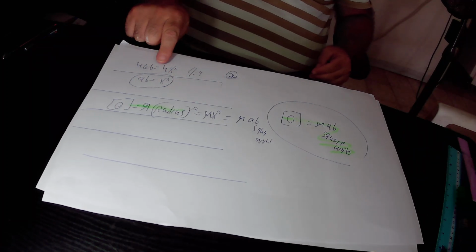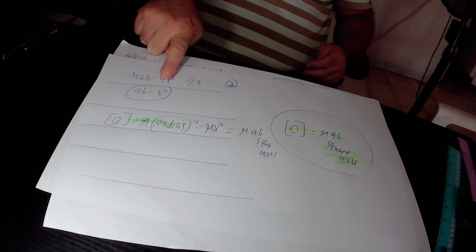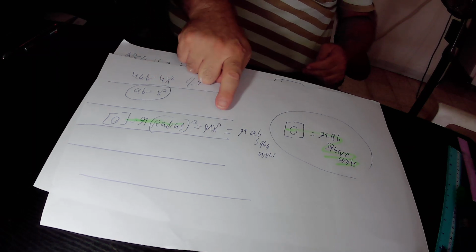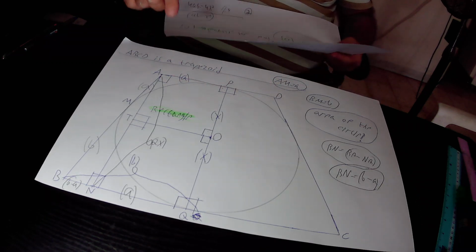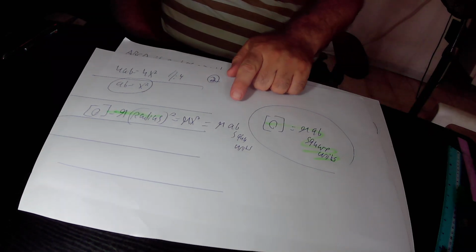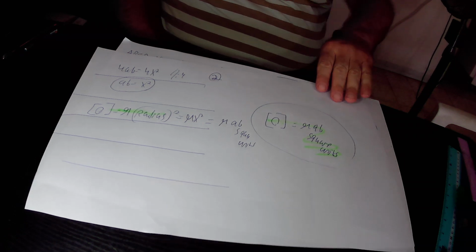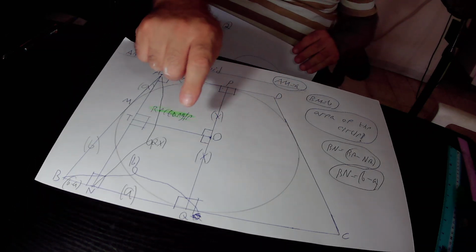But x squared is AB. According to this equation, x squared is AB. So we substitute x squared here by AB. And finally found out that the area of this circle, that is the area that we are looking for in this question, is equal to pi times AB square units. Again, the area of this circle is equal to pi times AB square units.